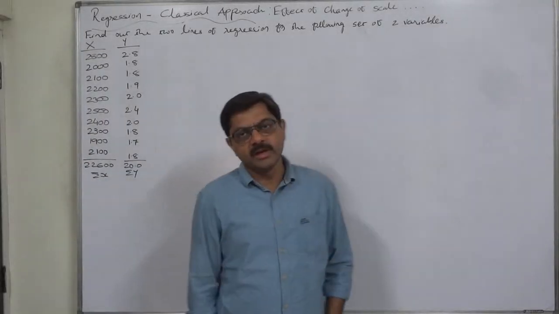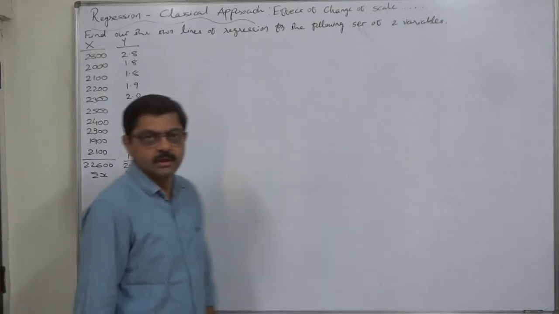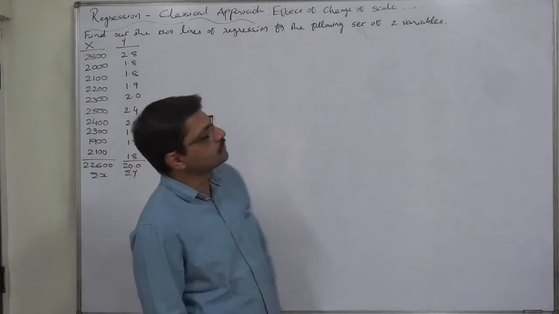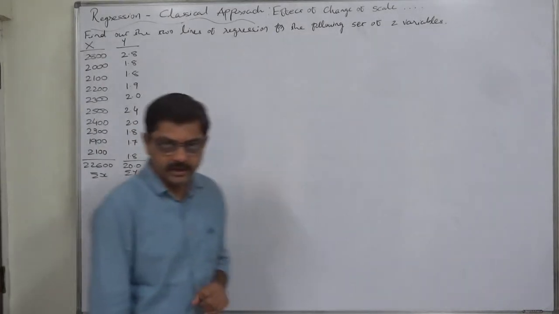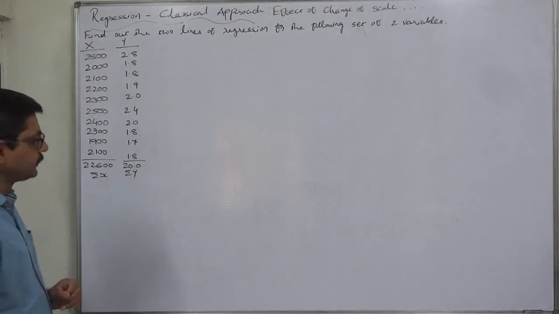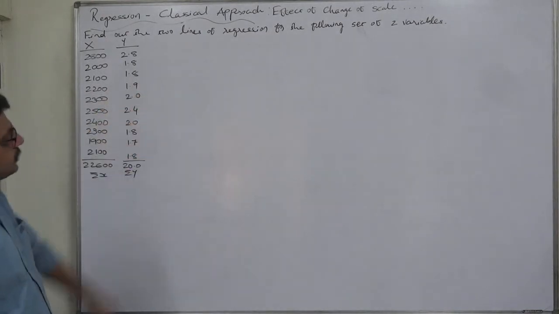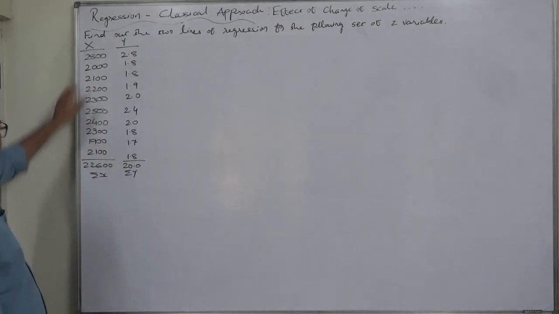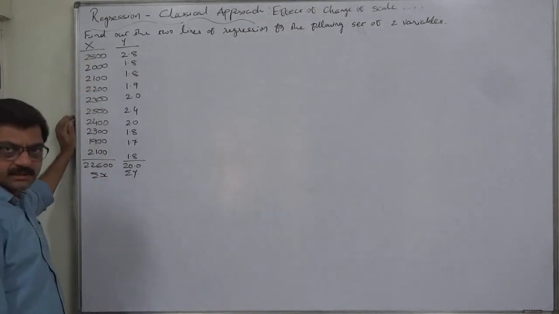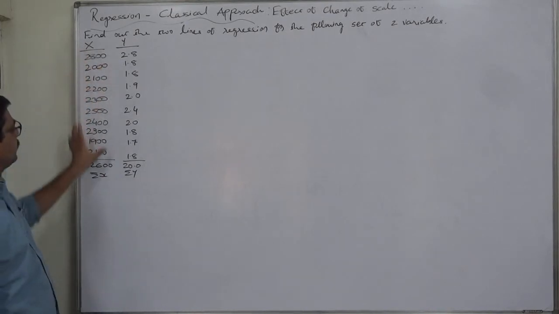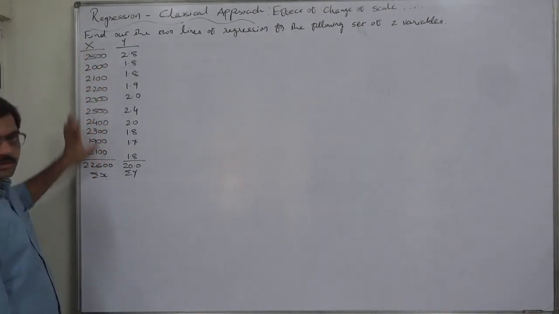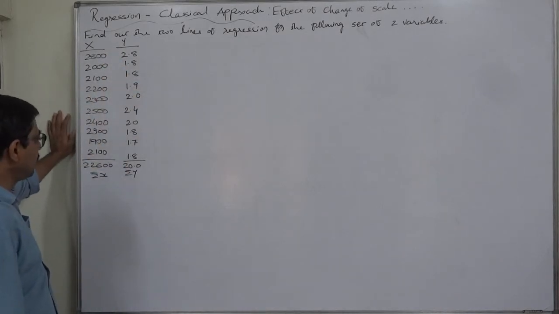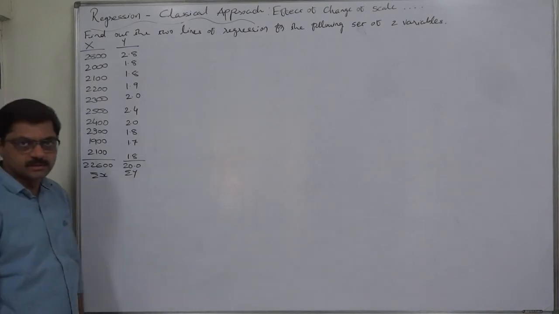Namaskar. One more case in regression or linear regression, classical approach, and this time we are going to study the effect of change of scale on the coefficients of regression, or rather the calculation of coefficients of regression. Find out the two lines of regression for the following set of two variables, x and y. The values of x are in hundreds because the common factor is 100, not 1000. And in case of y, all the figures or values are with one decimal place.